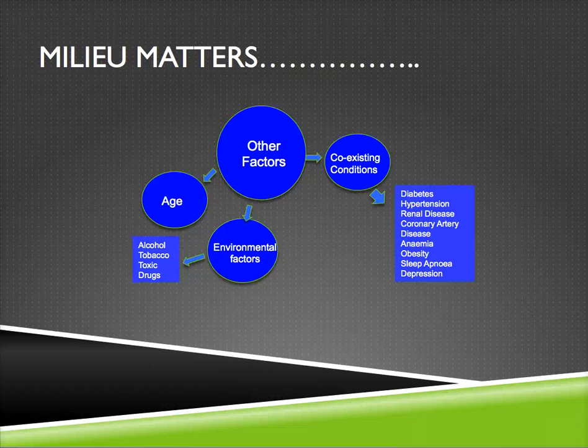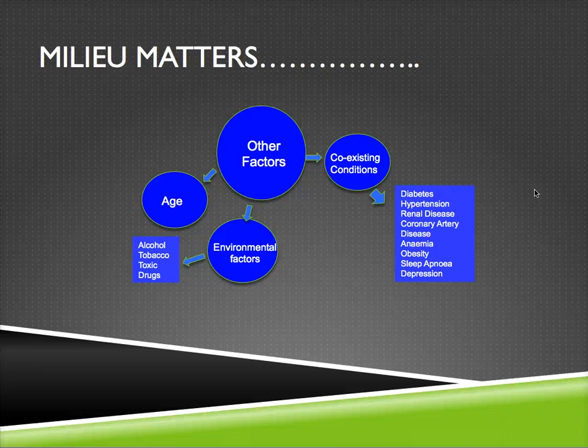The milieu in which this all occurs is terribly important. Many other factors will modify the heart failure response of the organism. Age is an important driver. Older patients tend to do worse. Coexisting conditions, some of which predispose to heart failure in the first instance, but also modulate the response to the heart failure syndrome, include concomitant diabetes, hypertension, kidney disease, coronary disease, anemia, obesity, sleep apnea, and depression.